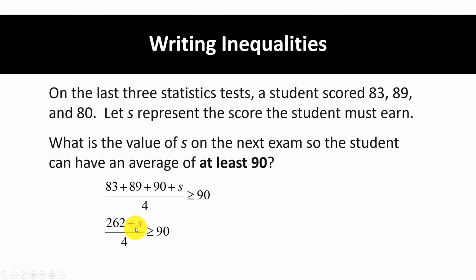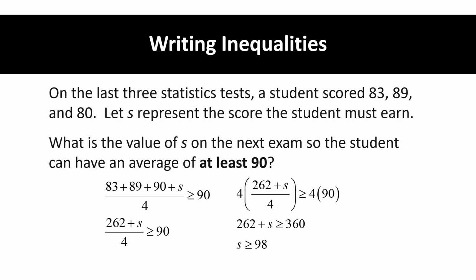What is the 4 doing to the s? It's dividing. Therefore, we do the opposite. We multiply both sides by 4, and these 4 cancel. We are left with 262 plus s is greater than or equal to 360. Next, we subtract 262 from both sides, and we see that s is greater than or equal to 98. So the score for the last exam has to be 98 or more.